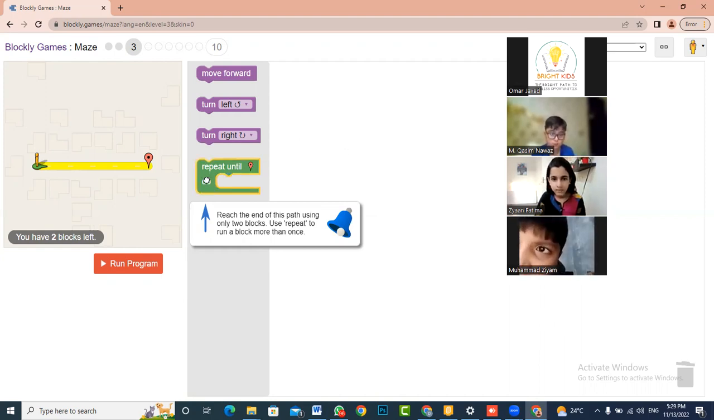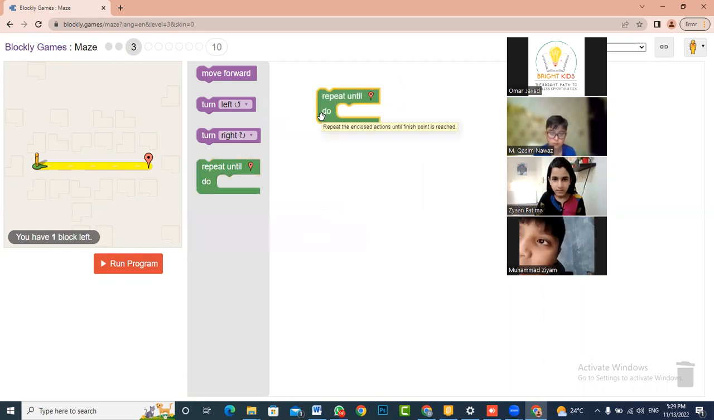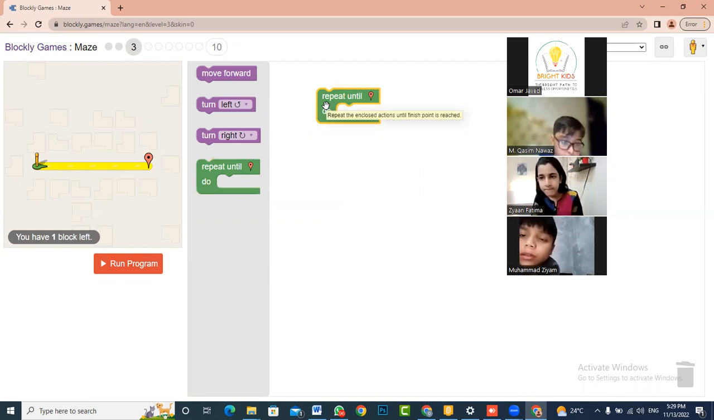This green block says repeat until target. So this block says repeat until target. So this green block is a repeat block. Which block is this? Repeat block. Good. So repeat block, what is the purpose of having a repeat block?